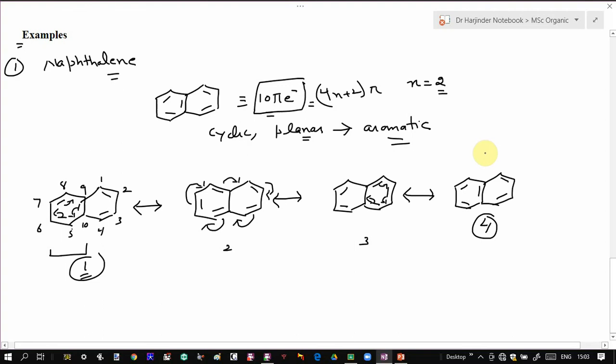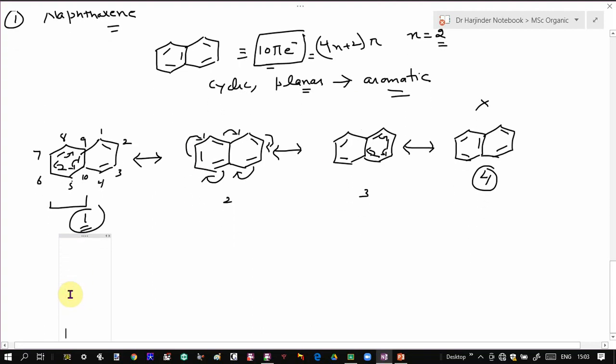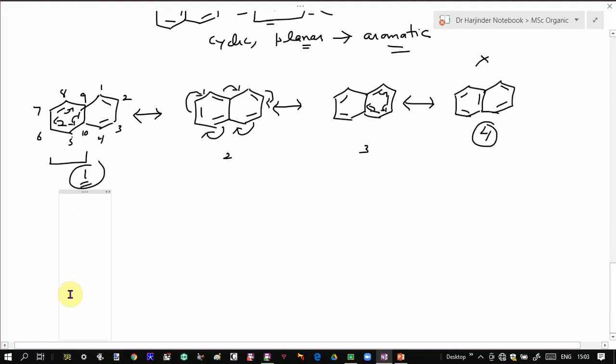So we neglect this structure. So these three are the resonance structures of the naphthalene molecule. We can write resonance structures of any molecule by using this technique. Now, another point over here.